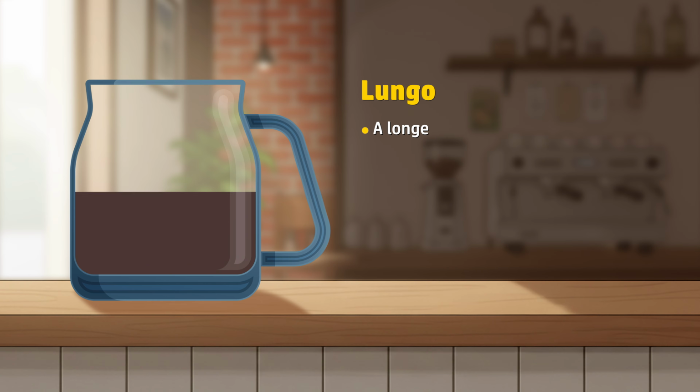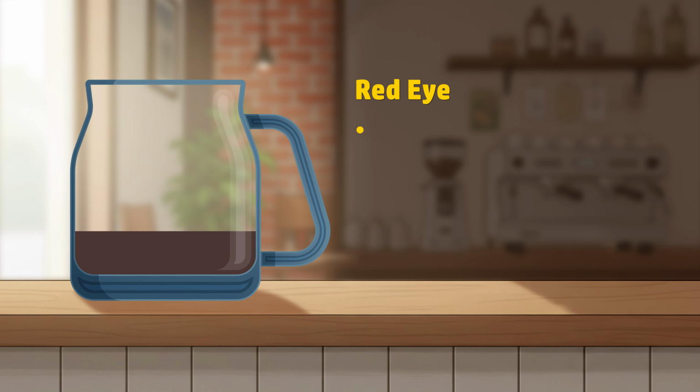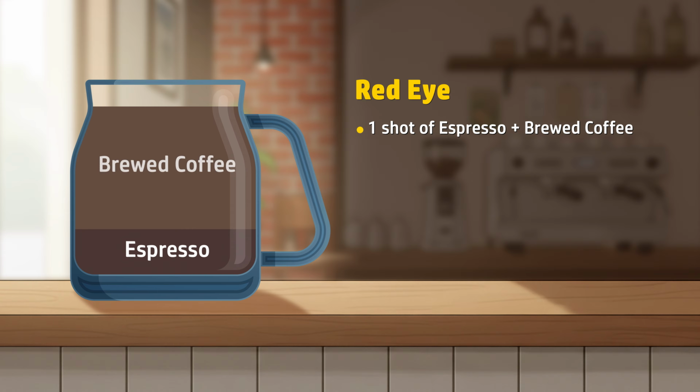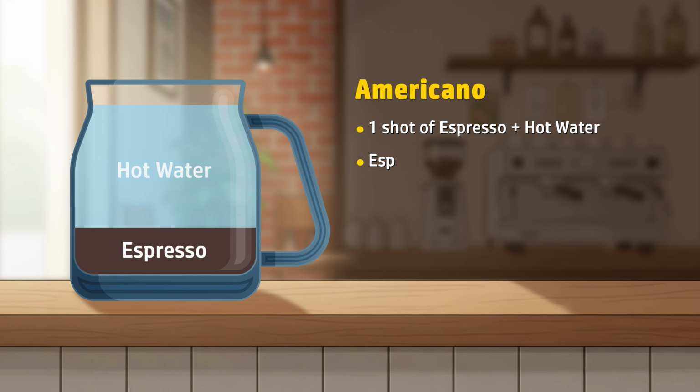A Lungo is a longer, more diluted espresso with a ratio of 1 to 3. A red-eye combines 1 shot of espresso with brewed coffee, usually in a 1 to 6 espresso to coffee ratio. And Americano is made by adding hot water to espresso with a 1 to 2 espresso to water ratio.